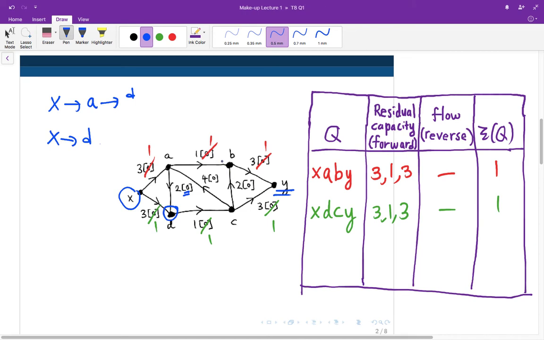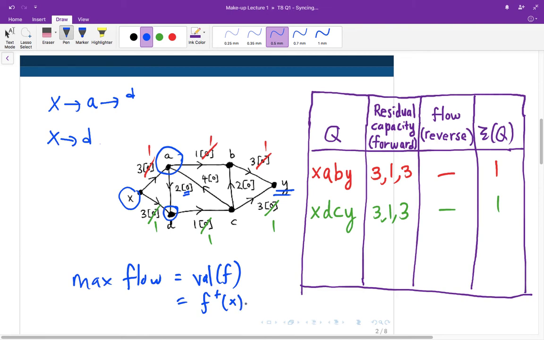Okay, in other words, all the vertices which are reachable from X via unsaturated paths are just A and D, and X itself. So there's no way we can find any more f-incrementing path. And hence, the Ford-Fulkerson algorithm will terminate here and return the max flow, which is equal to the value of the flow, well, which is the net outflow of the source.